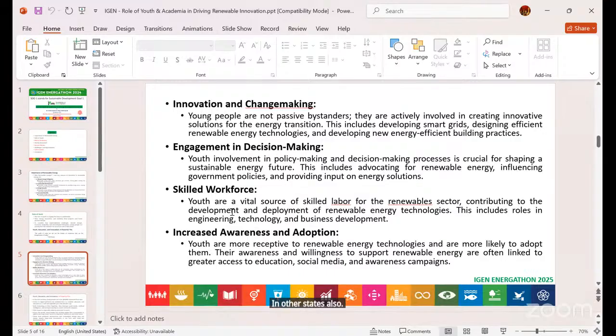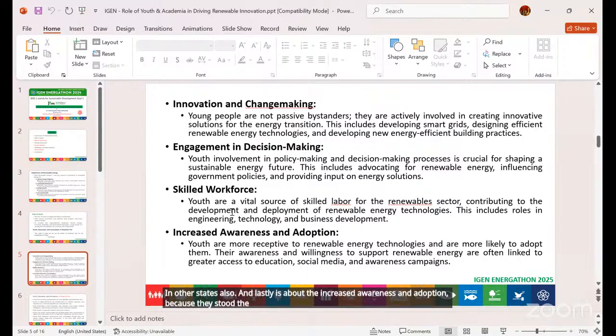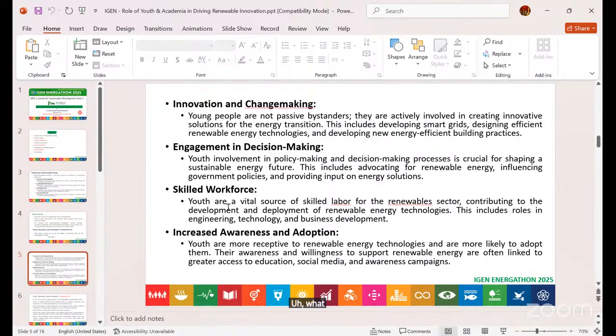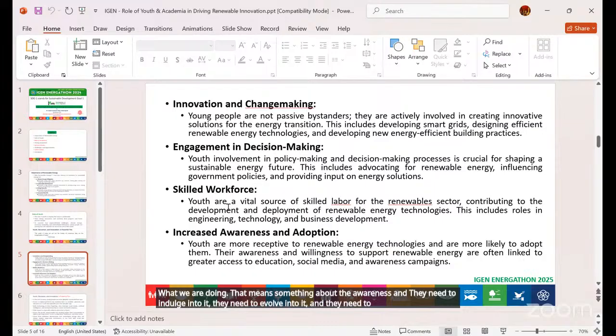And lastly, increased awareness and adoption. Here I use the word youth to mean the students, the kids, the children. They need to know about what we are doing. That means awareness, and they need to get involved in it and adopt it. They are more receptive to renewable energy technologies and more likely to adopt them.